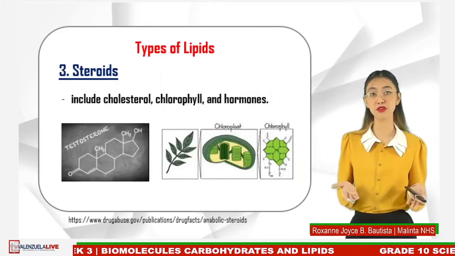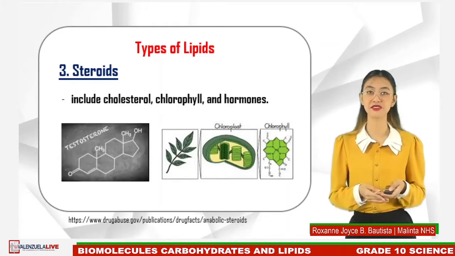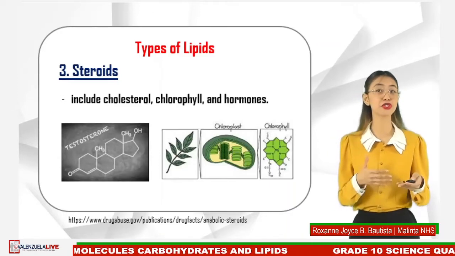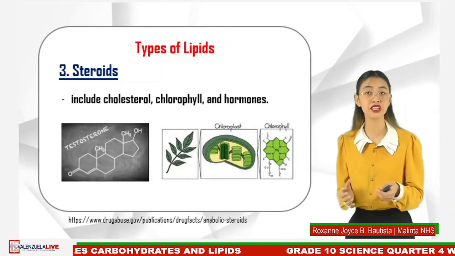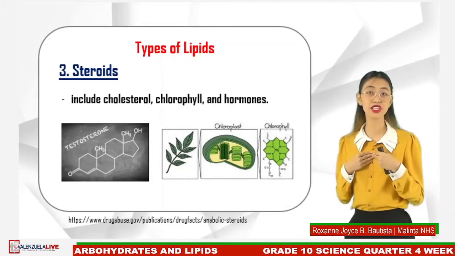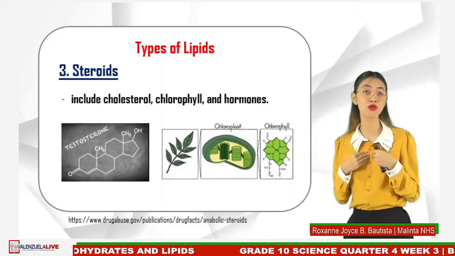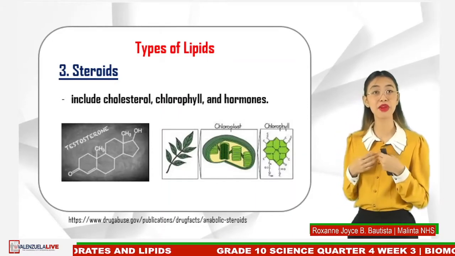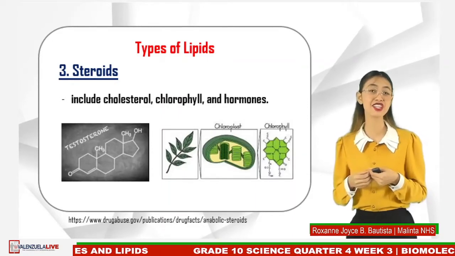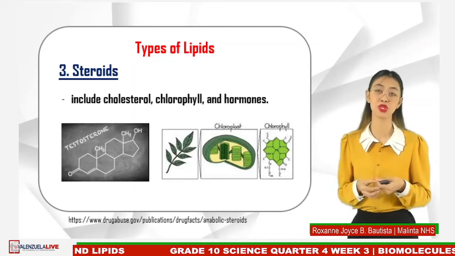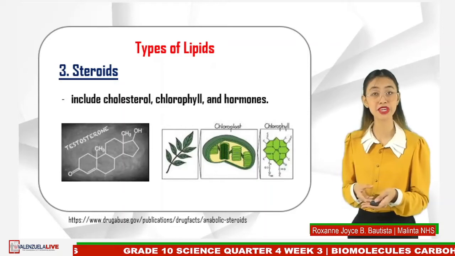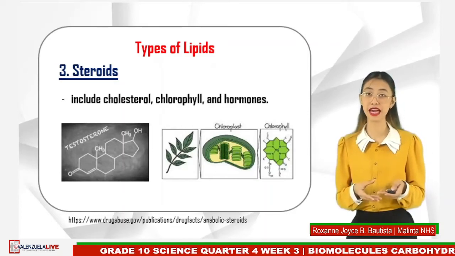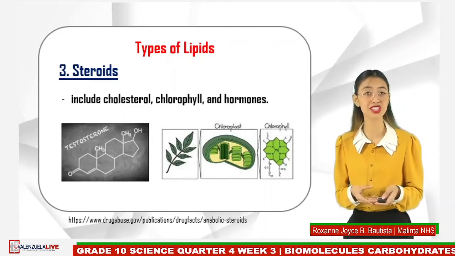The next type of lipid is known as steroids. Steroids are another major group of lipids. Steroids include cholesterol, chlorophyll, and hormones. Our bodies use cholesterol to make the hormones testosterone, which is a male hormone, and estrogen, which is a female hormone. Meanwhile, plants have chlorophyll. Chlorophyll is used by plants to absorb light for photosynthesis.